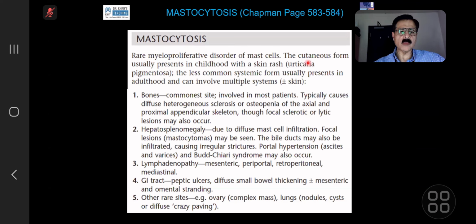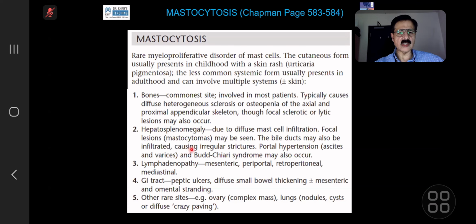The cutaneous form usually presents with skin rash. The less common form usually presents or can involve multiple systems. And that is why they will ask you in the 2B exam. Bones is a common site, and generalized increased bone density or localized increased bone density, it can cause focal sclerotic lesions, and it can cause diffuse sclerosis also, and hepatosplenomegaly, lymphadenopathy.